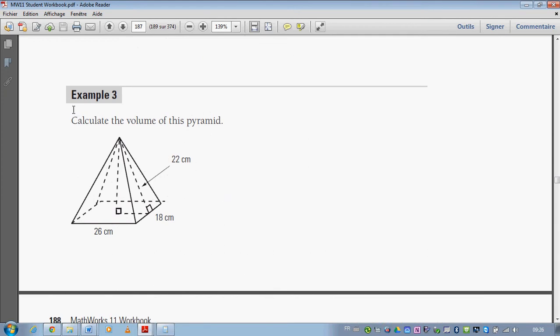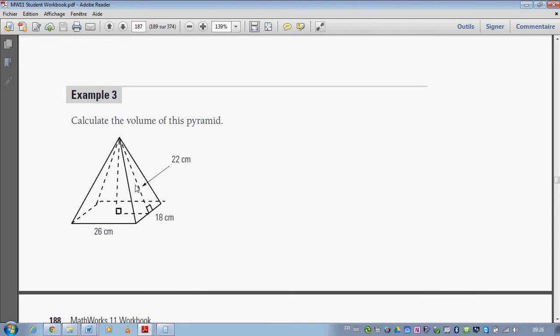Okay, so moving on to example 3. Calculate the volume of this pyramid. Again, it's the same formula, base times height, and then divided by 3. So area of the base times height divided by 3. Except that here we don't have the height. We do, however, have the slant length.